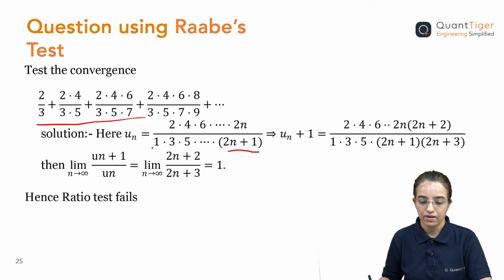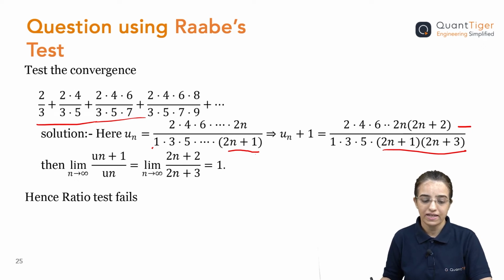Now to find un plus 1, simply instead of n, you will write n plus 1. So you will get 2n plus 2 in the numerator, and in the denominator, instead of n, you write n plus 1, so you will get 2n plus 1 and 2n plus 3. So basically we are finding un plus 1.